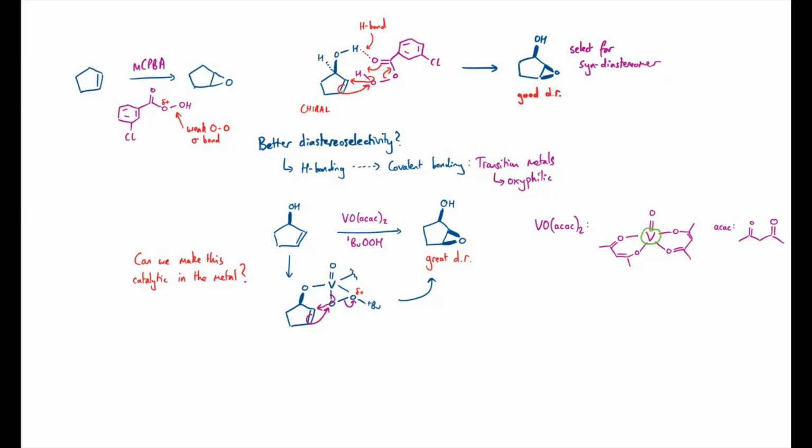Now, as always should be the question whenever you use a transition metal in a reaction, is it possible to make this catalytic in the metal? There are many advantages if we can do that. So the other question we want to address is how do we make this enantioselective?